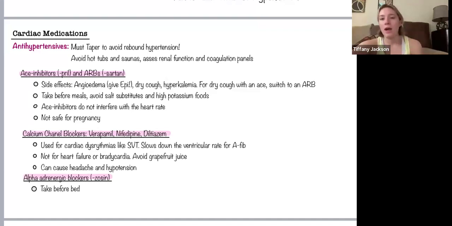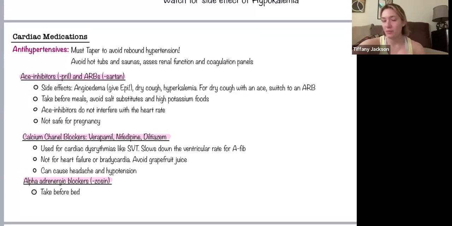Next up, we have our alpha adrenergic blockers. They end in zosin, like prazosin. It's important we take these medications before bedtime.